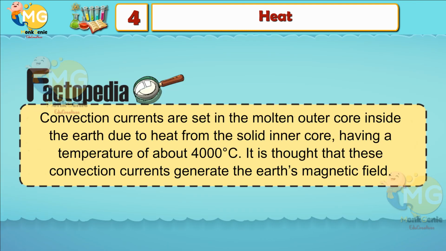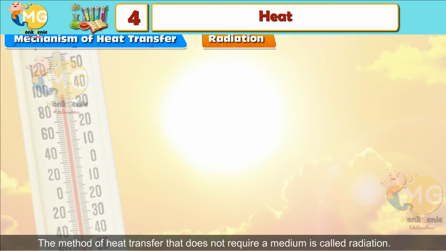Convection currents are set in the molten outer core inside the earth due to heat from the solid inner core, having a temperature of about 4000 degrees Celsius. It is thought that these convection currents generate the Earth's magnetic field.